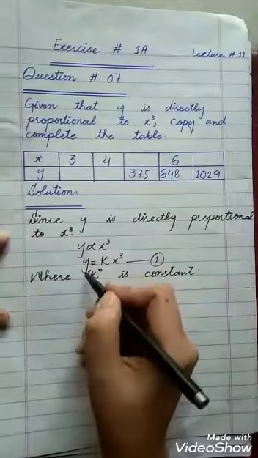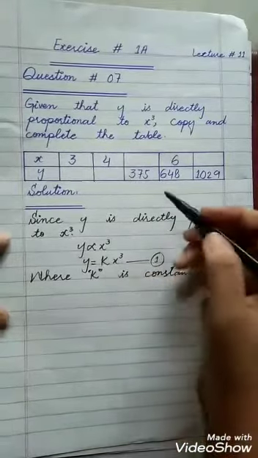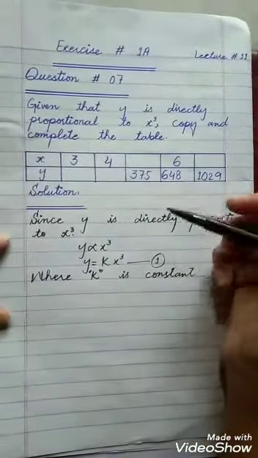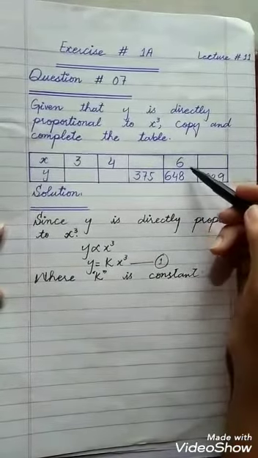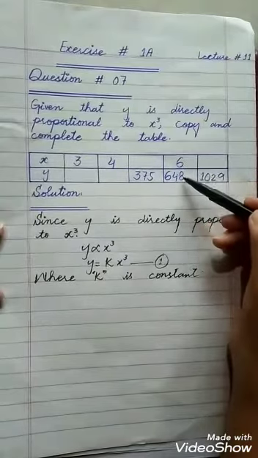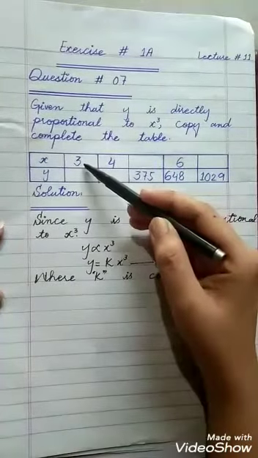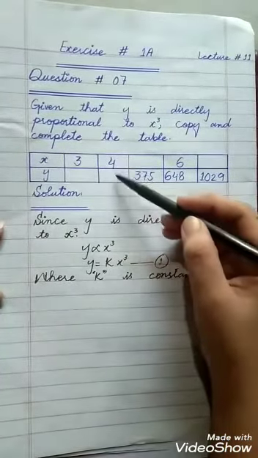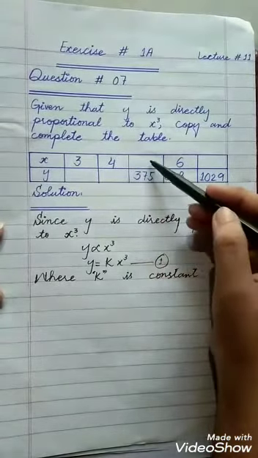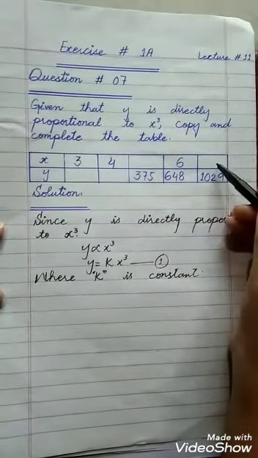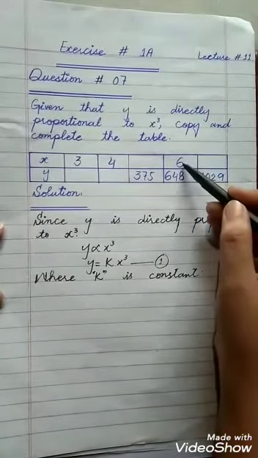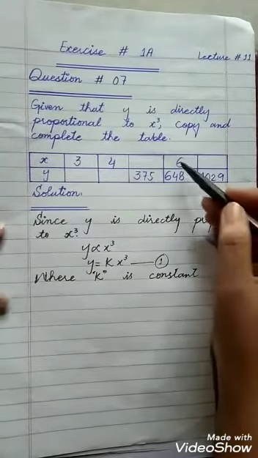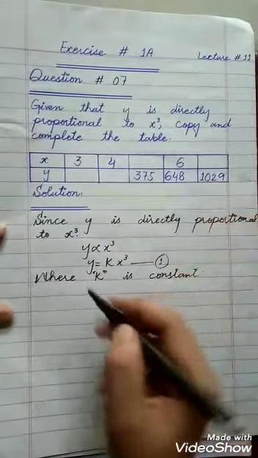So first of all, we have to find k by inserting values of x and y. Which values will we use? We will check in the table where both blocks are filled. X and y both are filled. Here just x is there, y is not there. Here y is there, x is not there. But in these two blocks, x and y both are given, so we will use these two values to find k.